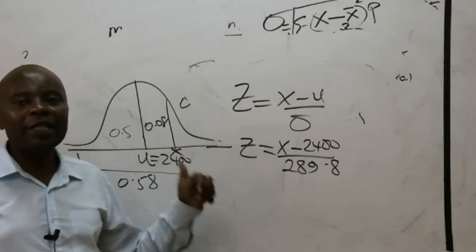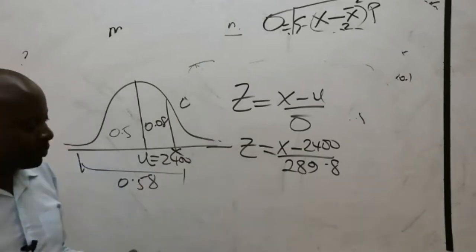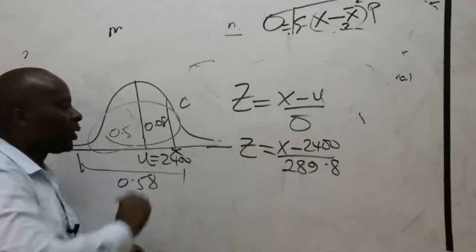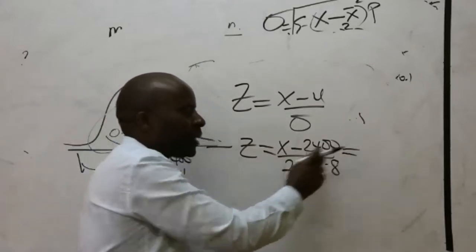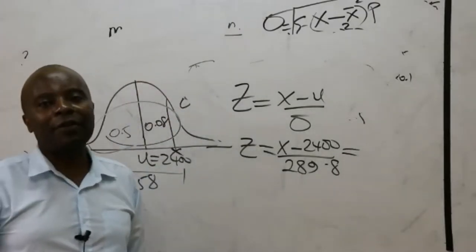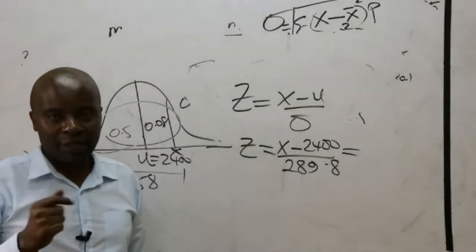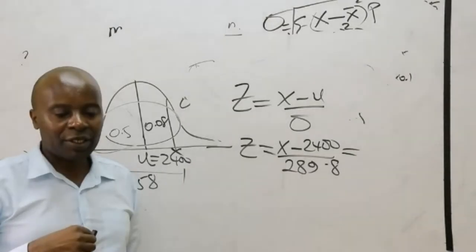So I want to see whether I've got very good students who will be able to give me the value of Z using these probabilities that we have here. So please get out your normal table and give us the Z value there. I'll give you a break of 3 minutes.